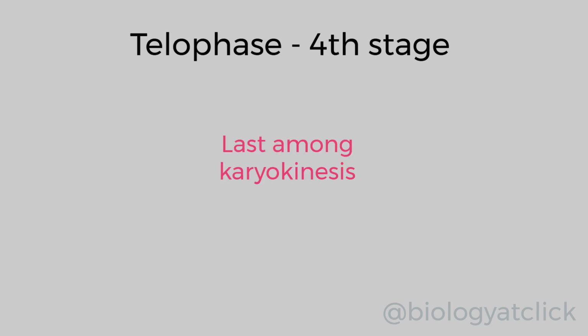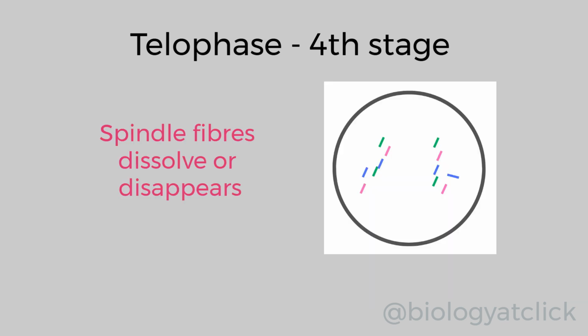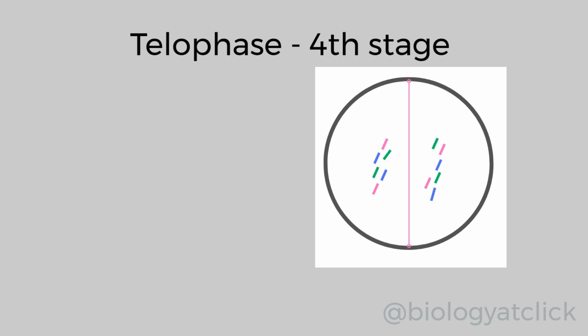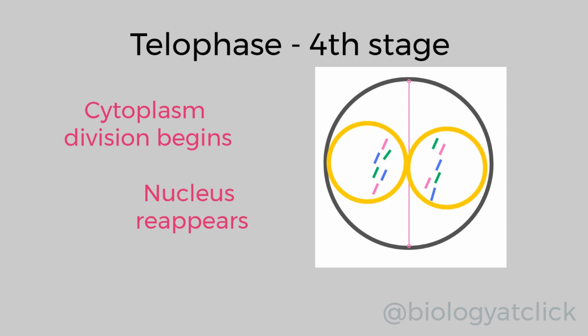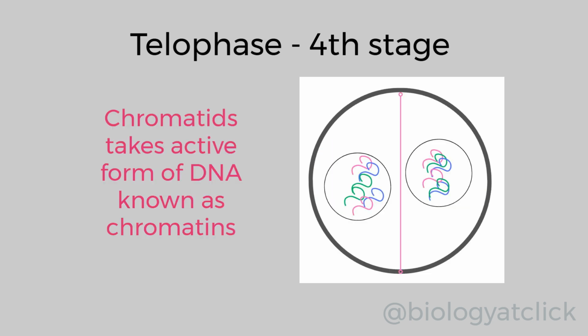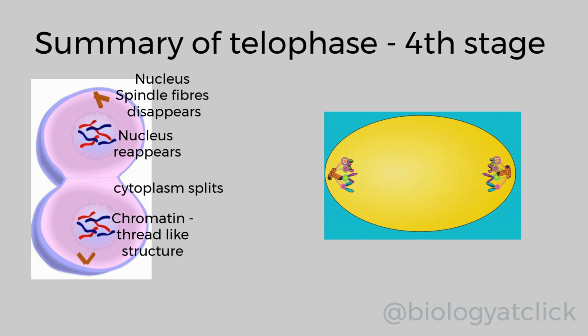Last is telophase of the karyokinesis. During telophase: 1. Spindle fibers' function is fulfilled, so they dissolve. 2. Splitting of the cytoplasm begins and the cell begins to separate into two cells. 3. The nucleus begins to reform, surrounding the genetic material, and 4. The chromosomes begin to take the form of the thread-like structure, the same as at the beginning of mitosis, called chromatin. In summary of telophase, chromosomes unwind into chromatin, the nucleus is reformed and spindle fibers disappear.